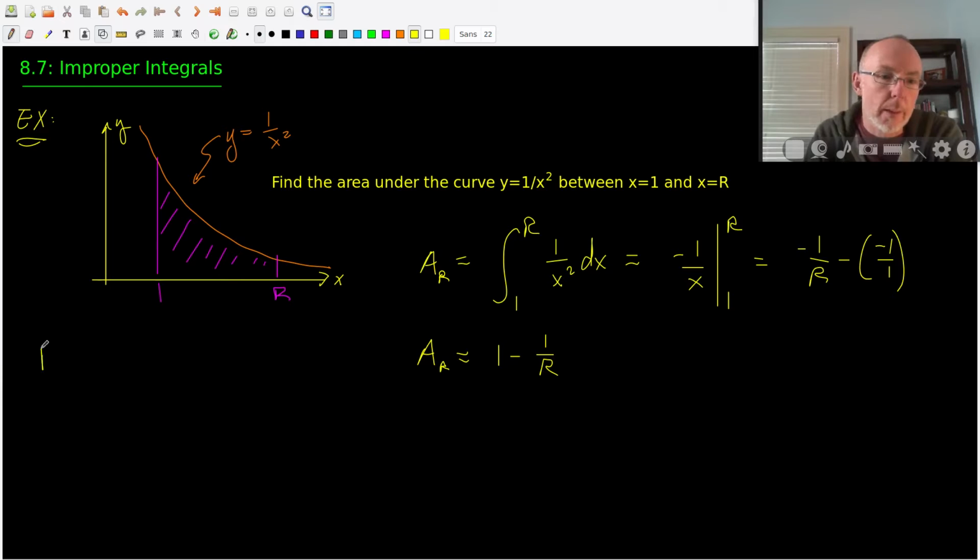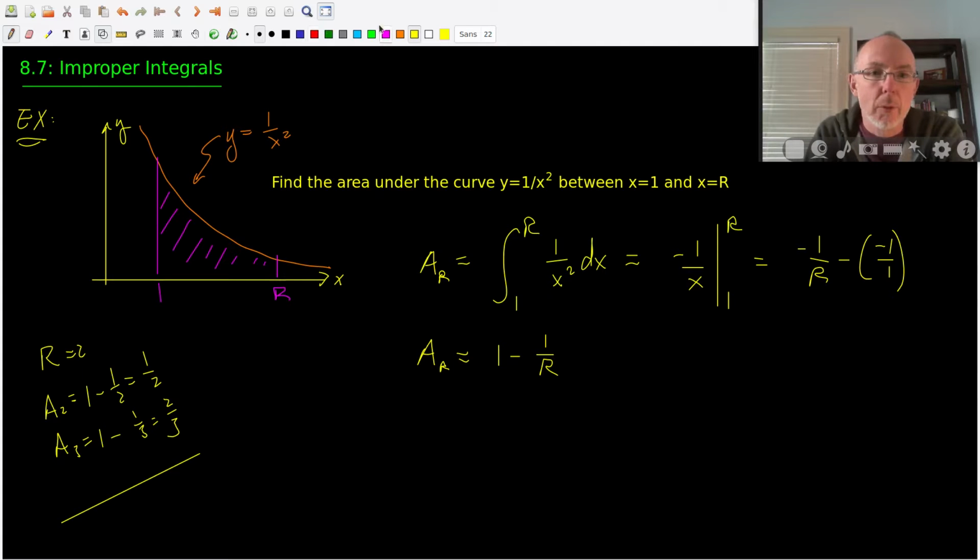So for example, if R is equal to 2, the integral between 1 and 2, that's going to give A sub 2 is 1 minus 1 over 2, which is a half, right? And if I say, what's the integral up to 3? That's going to be 1 minus 1 over 3, so that's going to be 2/3. And we could keep going. In other words, we could make this longer and longer. We could take this R and slide it off to the right. We can make R bigger and bigger and bigger.